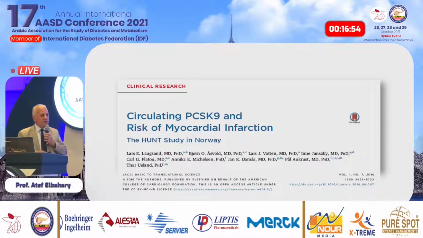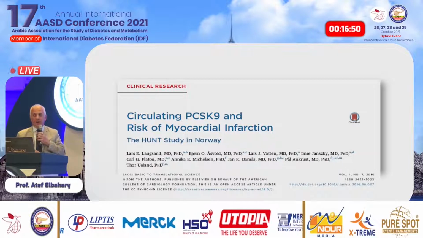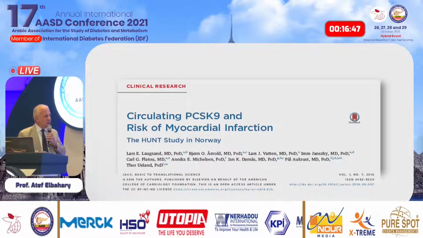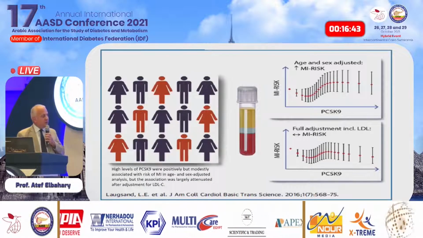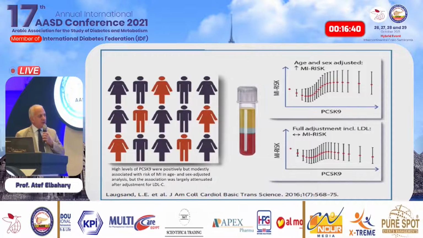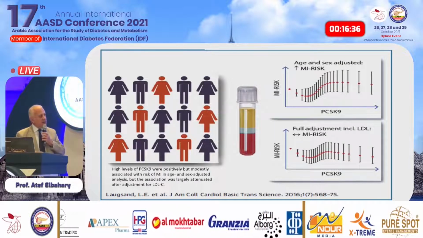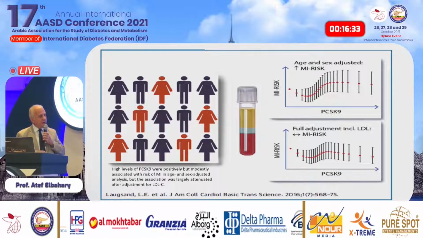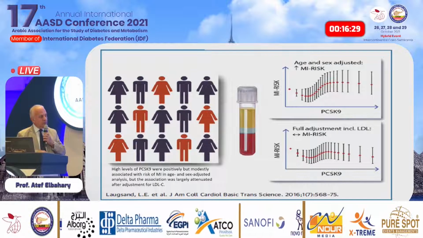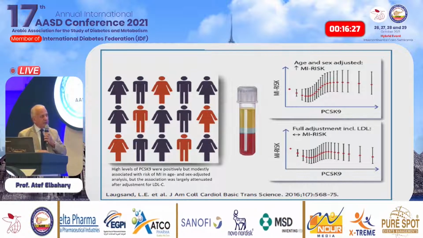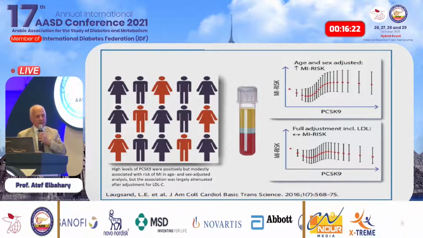Here, the investigators show circulating Pcsk9 and the risk of myocardial infarction, in what is called the HUNT study in Norway. This study shows a very important relationship between the circulating Pcsk9 in the plasma, measured by ELISA, and the myocardial infarction risk, age and sex adjusted. As we see here, with the increase of Pcsk9, there is a much increased risk of myocardial infarction in males and females.